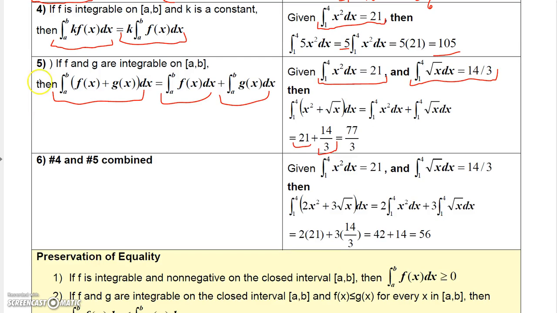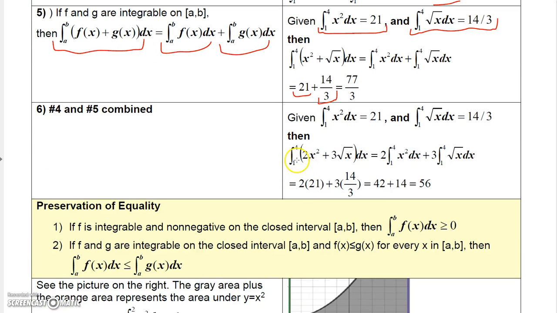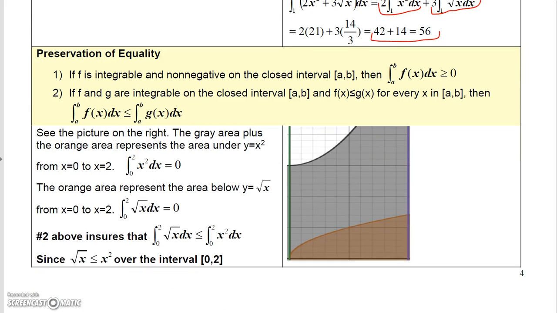And of course, you can combine these last two together. So let's take the same two integrals, and this time let's integrate from 1 to 4 of 2 times x squared plus 3 times square root of x. Well, that's the same as 2 times the integral of x squared dx plus 3 times the integral of square root of x dx from 1 to 4. We know this integral is 21, and this integral is 14/3. So we would have 2 times 21 plus 3 times 14/3, and then just figure out what that is to get the answer. So those are some properties of integration.